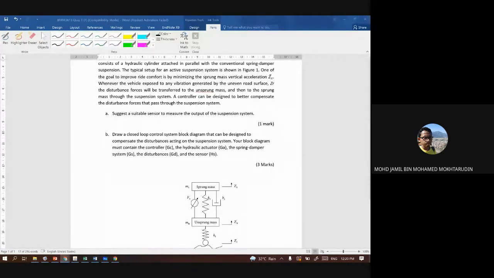Another possible answer is if you answer vibration sensor or distance measurement sensor or gyroscope, so you get 1 mark. If you don't answer anything, 0 marks.